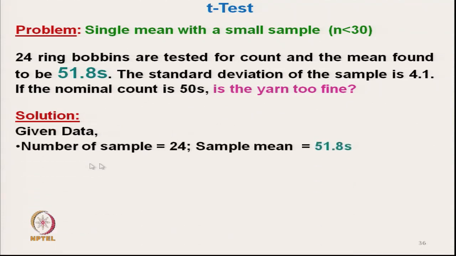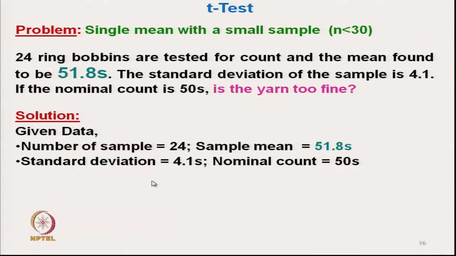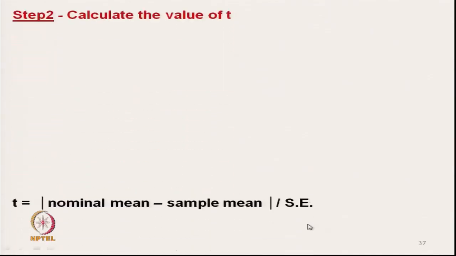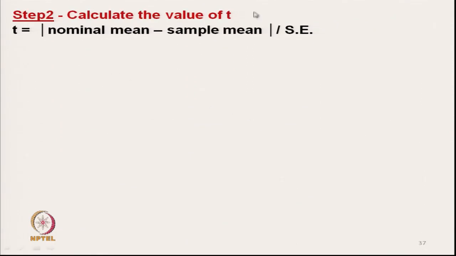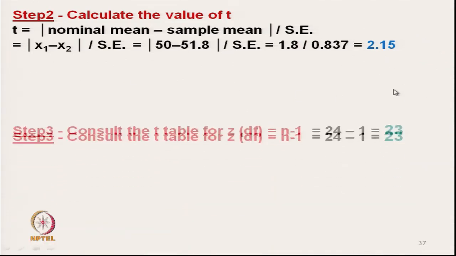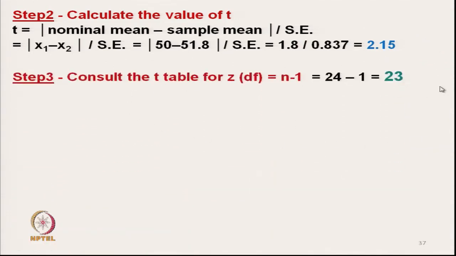Same way we will go. Sample mean is 51.8, standard deviation is 4.1, it is given, nominal count is the same, same step 1, and the standard error is the same, because the number of samples and the standard deviation were the same. The only difference is that here the sample mean has become 51.8. So, the t value has become 2.15, and degrees of freedom is 23.